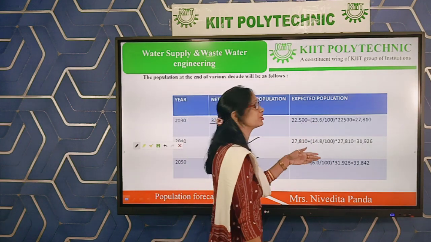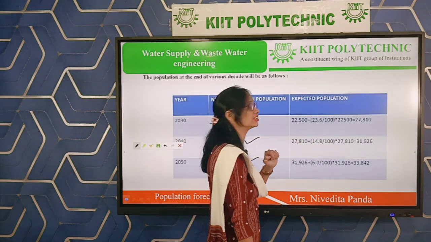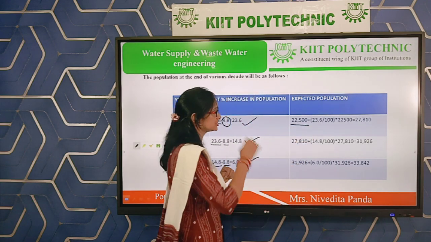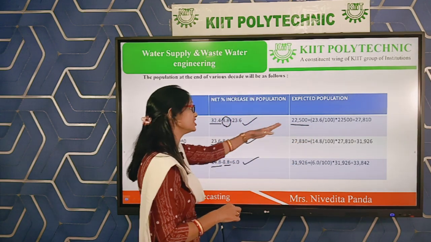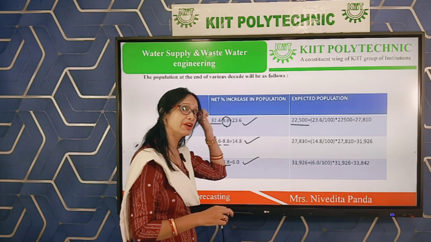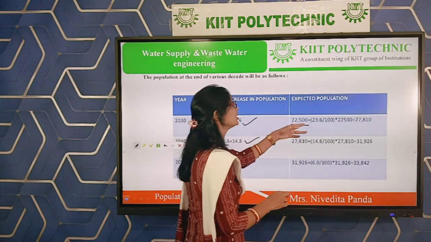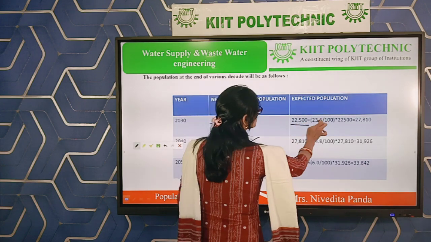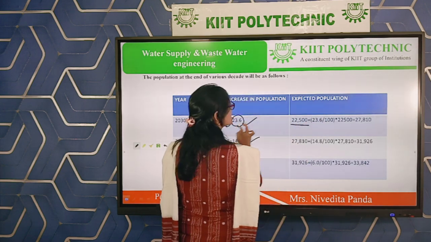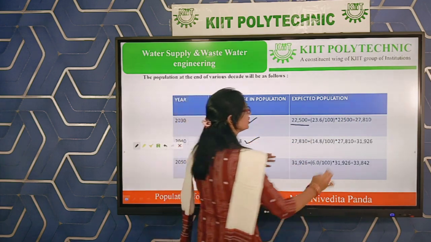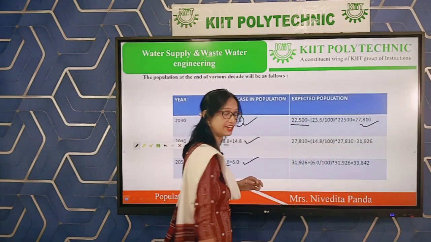Then we go for the expected population calculation. This is 22,500, which is the present population. This formula is equal to the geometrical increase formula, so I have not written it here once again. 22,500 plus 23.6 by 100 into 22,500, the value we are getting is 27,810.